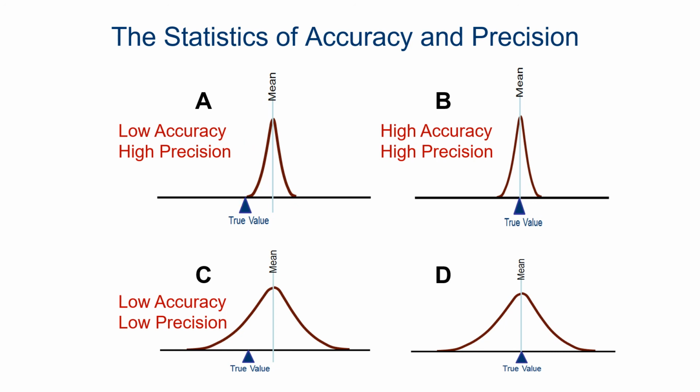How about D? How would you describe D? Pause the video and think about it. Hopefully you said you have a high accuracy because your mean is close to your true value, but you have low precision because you have a larger standard deviation.